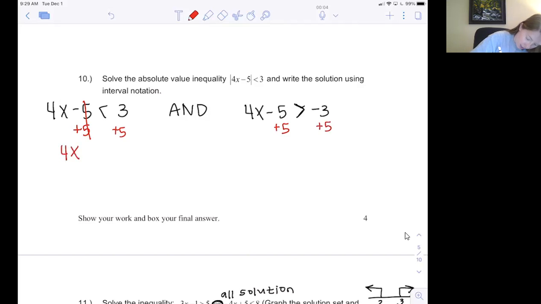So over here, I've got 4x is less than 8. And over here, I've got 4x is greater than 2. Now, dividing by 2. Divide by 2. So I have x is less than 4. Oops. I divide by 4. Divide by 4, so I'd have x is less than 2. Then I divide by 4.